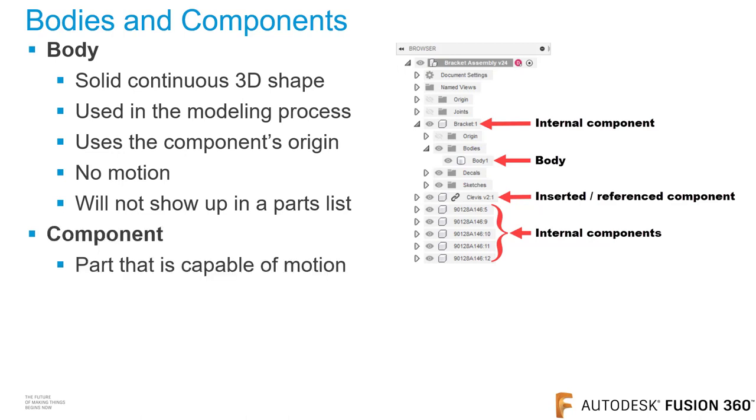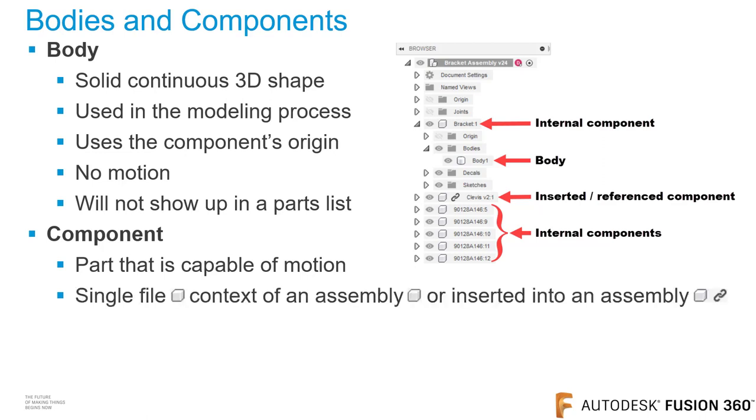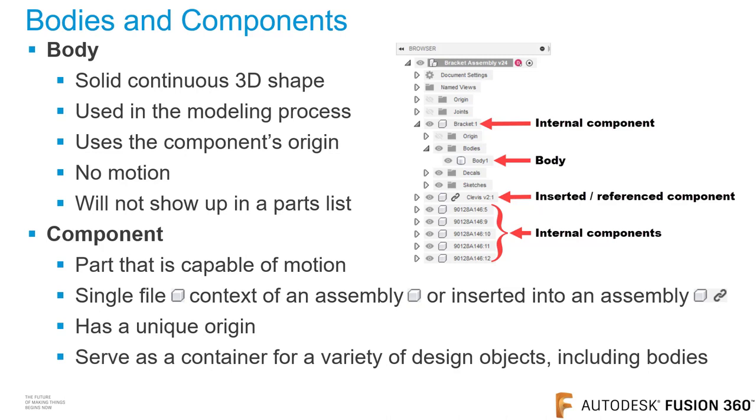A component is a part that is capable of motion. Assembly joints can be used to position 2 components together. Note that in the browser, a component will be listed as a single cube, and a component can also be inserted into an assembly file. And notice that a link symbol will appear to the right of the cube. A component has a unique origin. A component serves as a container for a variety of design objects, including bodies, sketches, and features. The component will appear in a parts list.